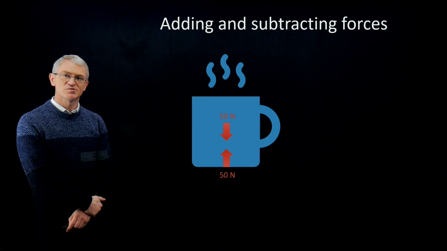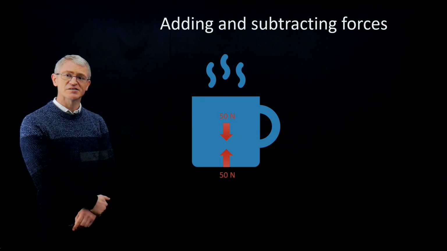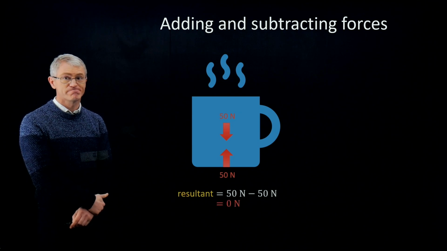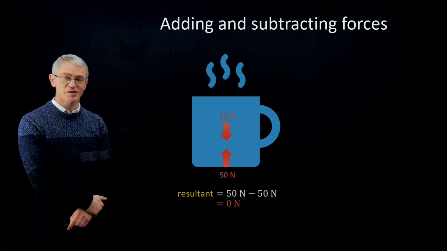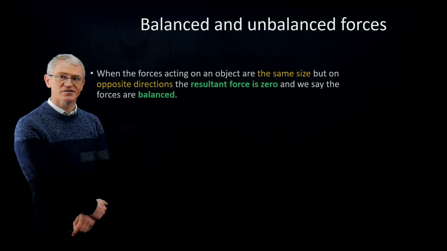Now, adding and subtracting forces. If you look here, 50 N is going down and 50 N is going up. So 50 minus 50 is 0, and this cup's not going anywhere, not falling and not going up. Balanced and unbalanced forces are next.